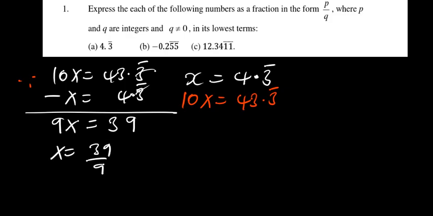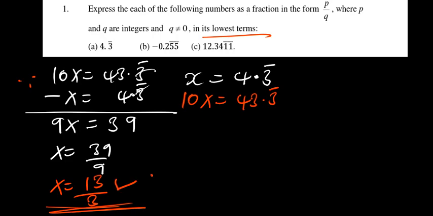The question says we leave this in its simplest form. So a number that can go into 39 and 9 is 3. 3 into 39 is 13, and 3 into 9 is 3. So this is the answer. In its lowest term, in terms of p over q, 13 over 3 is the same as 4.3 bar. So this is the answer for this question.